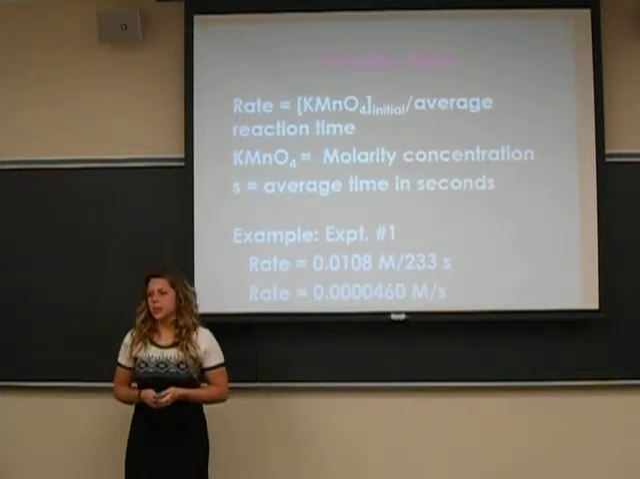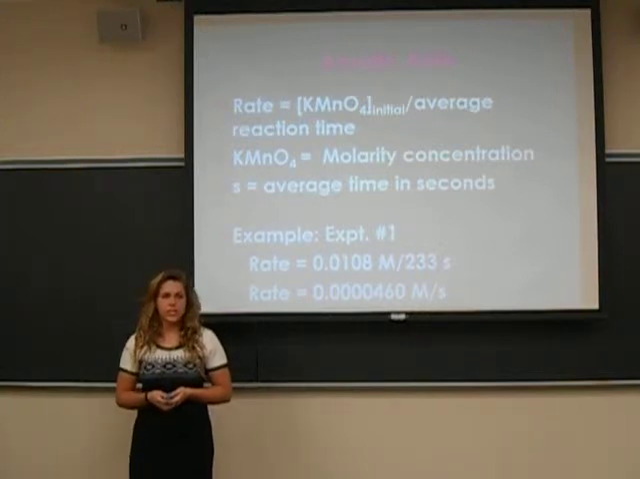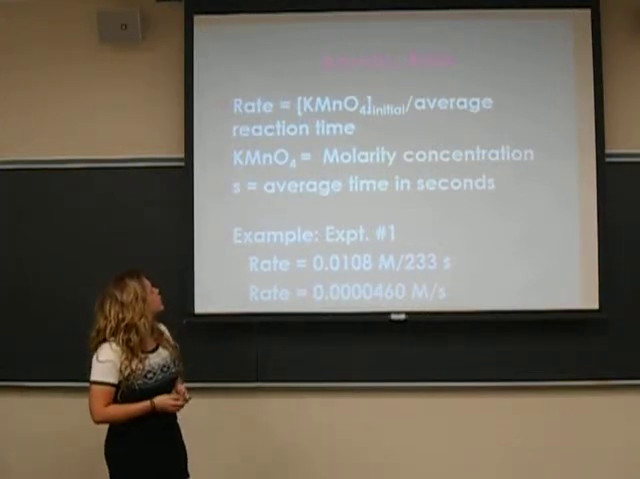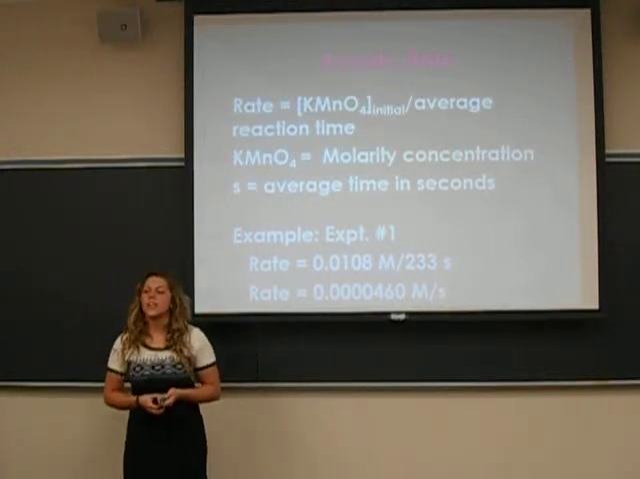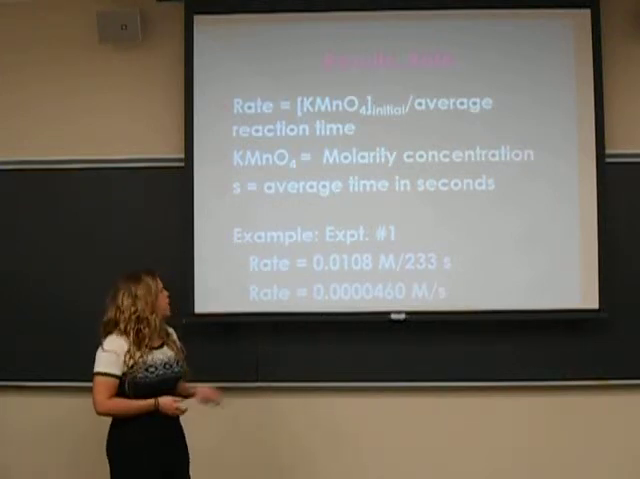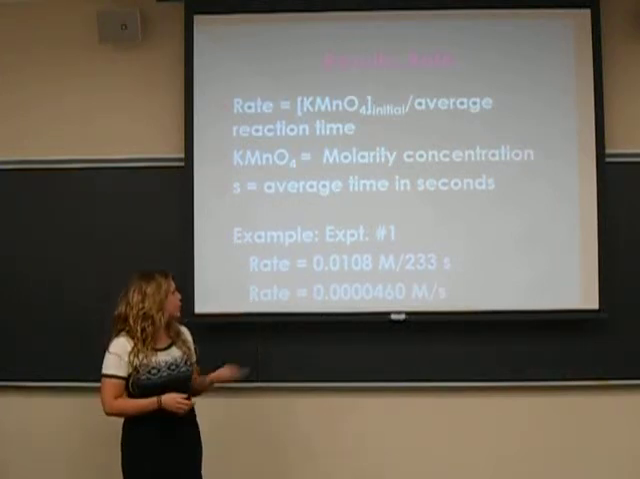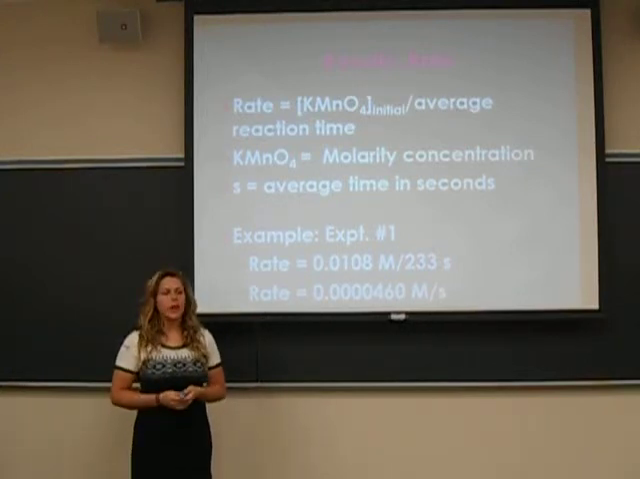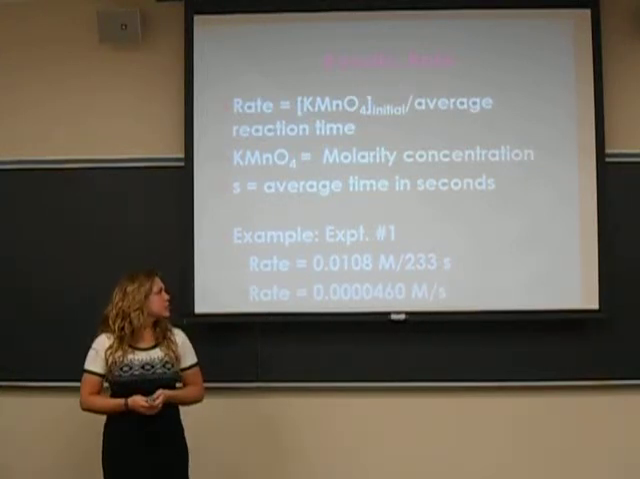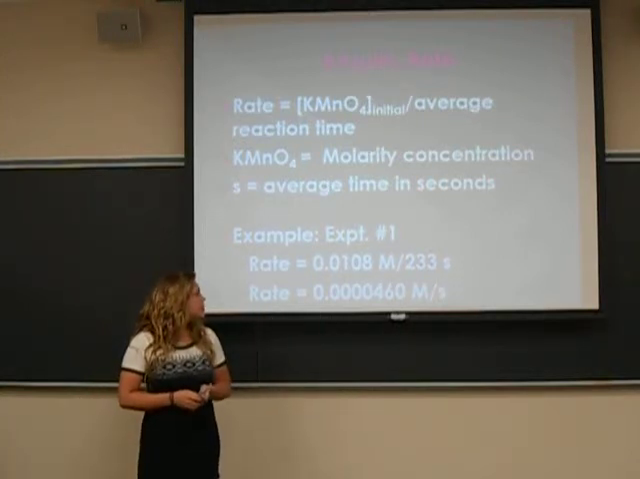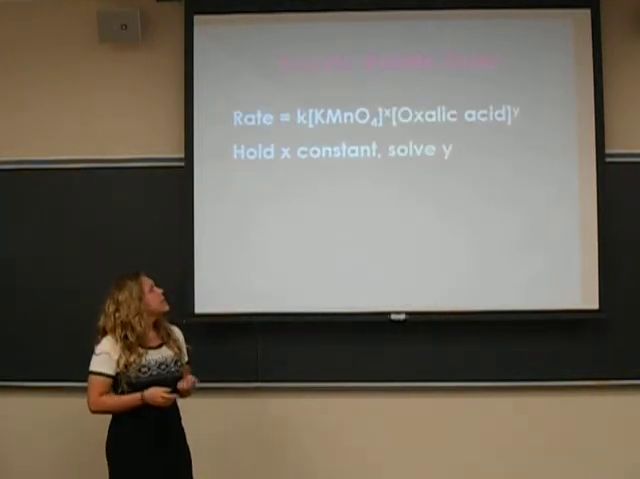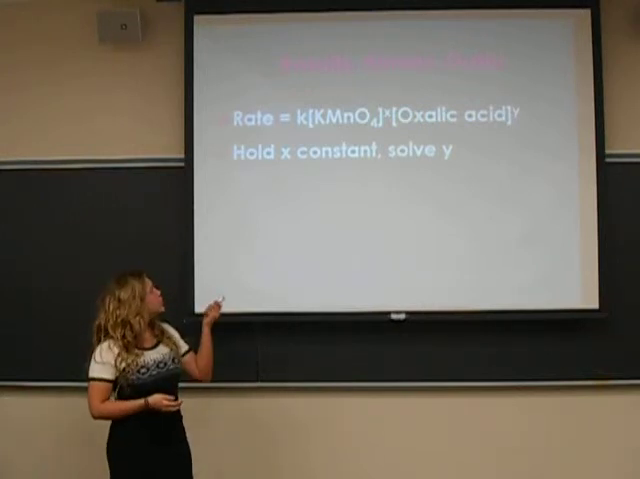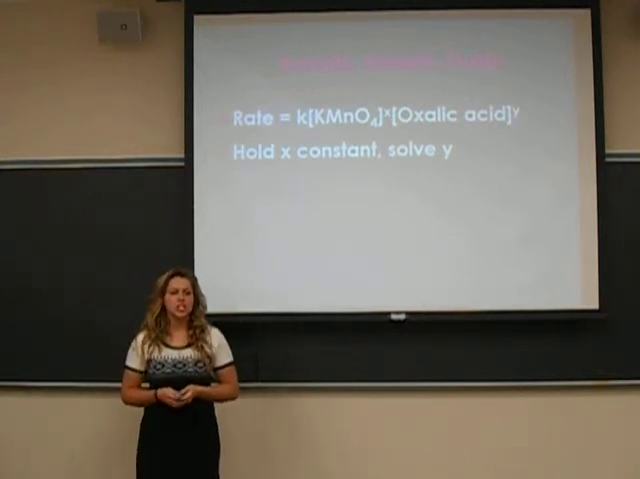We would do the same process to find the concentration of oxalic acid, and then we can finally find the rate by using the formula initial concentration of permanganate divided by the average reaction time in seconds. You can see down here for experiment 1, we took the 0.0108 molarity, which we just found, and divided that by the 233 seconds, which was our average time from experiment 1, and we found it to be 0.000046 molarity per second.